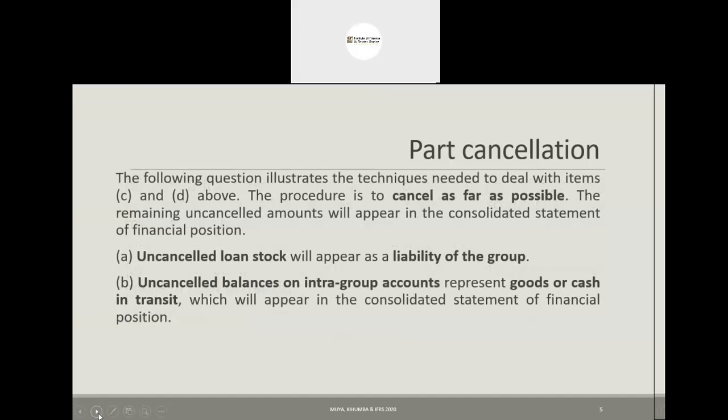We have an illustration which will consider scenarios C and D. Just like in the previous video, we'll cancel out as far as possible, and the remaining uncancelled amount will appear in the consolidated statement of financial position. The uncancelled loan stock will appear as a liability of the group, while the uncancelled balance on the intra-group trading account will represent goods or cash in transit, which will appear either as a liability or an asset in the consolidated statement of financial position.